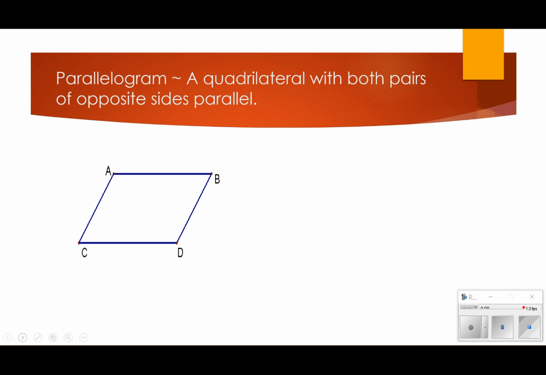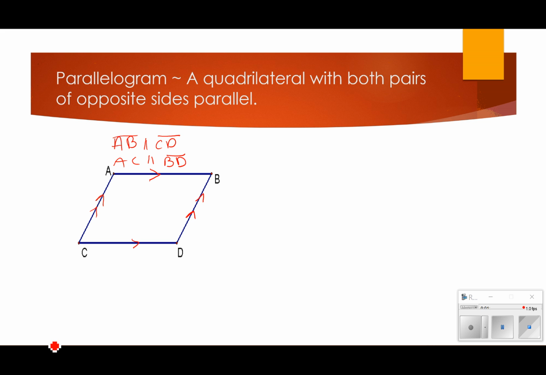Some tongue twisters there. So first of all, the definition is just a quadrilateral with both pairs of opposite sides parallel. So this side is parallel to this side, and this side is parallel to this side. Okay, so in this case, we have AB parallel to CD and AC parallel to BD. All right, so that's the basic definition of a parallelogram. We also have several theorems about a parallelogram.